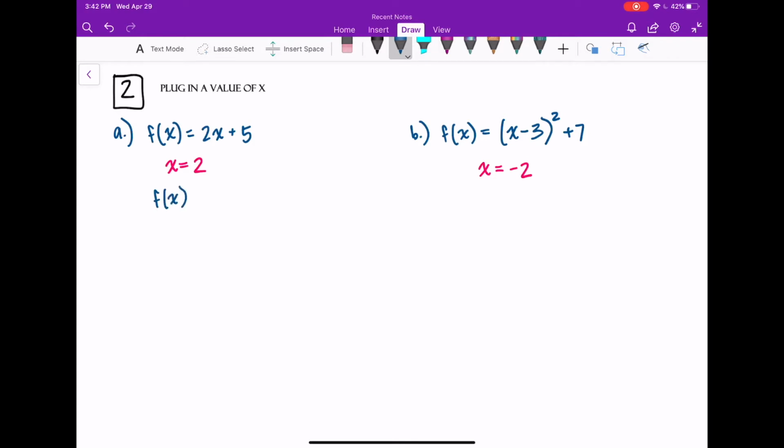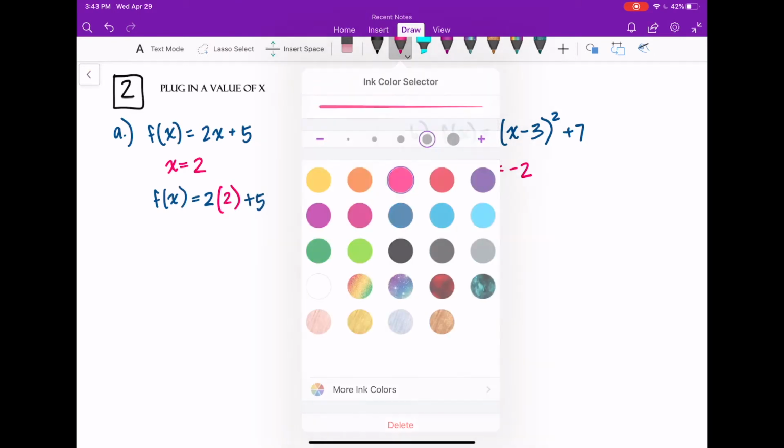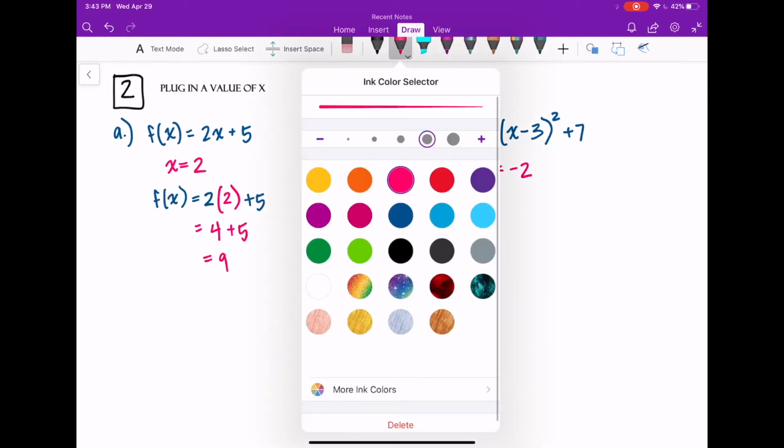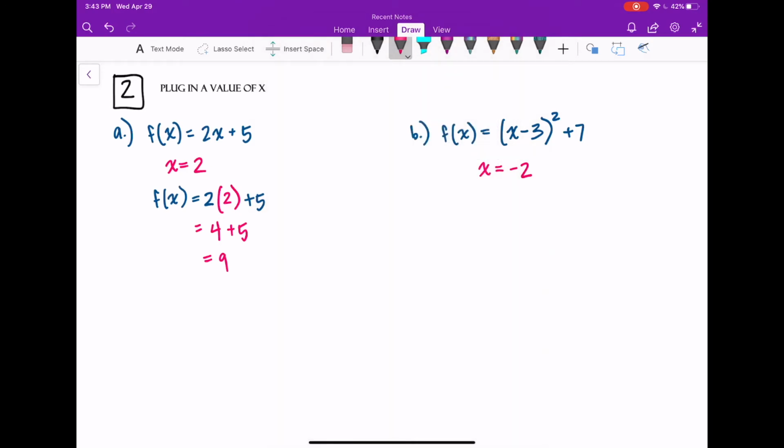If we have f of x equals 2x plus 5, and we want to plug in 2 for x, I'm going to go ahead and plug in 2 for x. So let's talk about what we have to do first. Order of operations tells us that we have to do the multiplication before the addition. So 2 times 2 equals 4, and then we add the plus 5 at the end. So 4 plus 5 equals 9. Therefore, f of 2 equals 9.